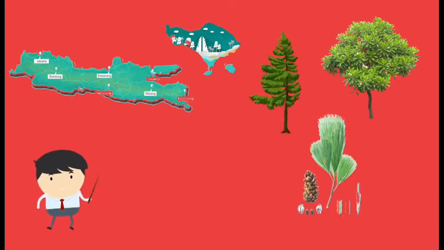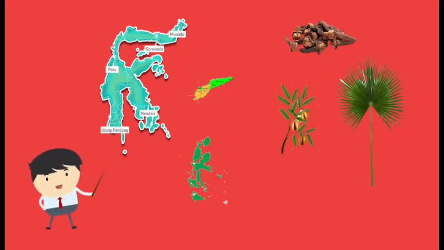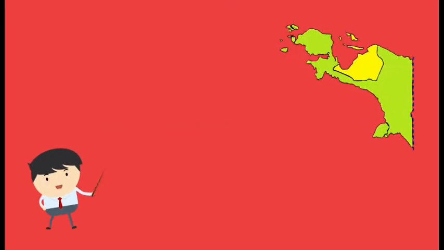3. The flora in Sulawesi, Nusa Tenggara, and Maluku. In this area, examples of flora are nutmeg, clove, lontar, and others. The last area is the island of Papua. Its flora is eucalyptus.